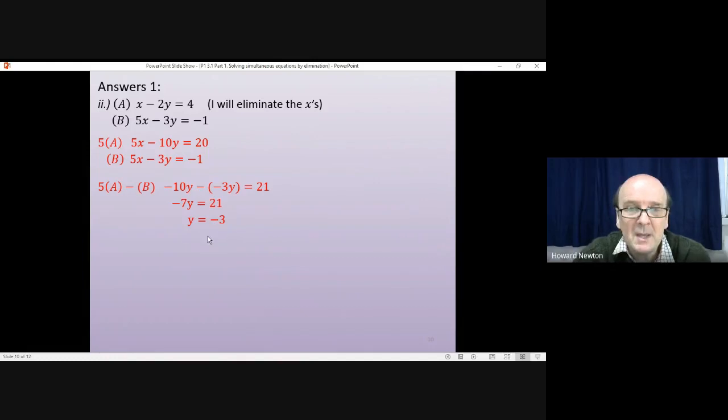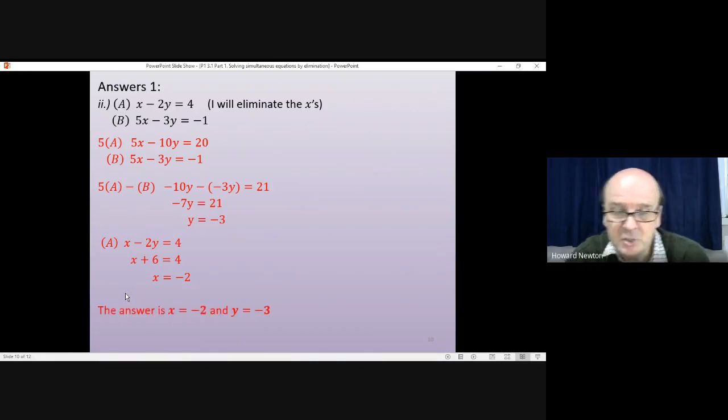Once I've found y, I can substitute that back into any equation. Again, the first one looks like the easiest one, so I'll substitute it back into there. That'll give me minus 2 times y, which is minus 2 times minus 3. Minus 2 times minus 3 is plus 6. So I'll have x plus 6 equals 4. That gives me x equals 4 take away 6, which is minus 2. That's the question done. X is minus 2, y is minus 3.